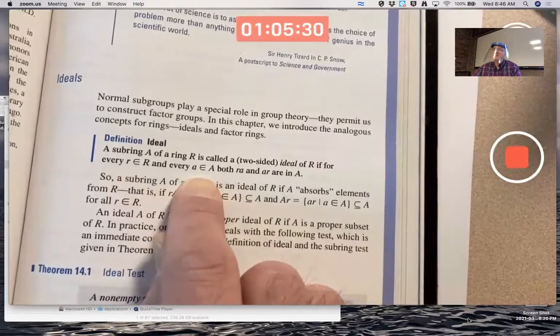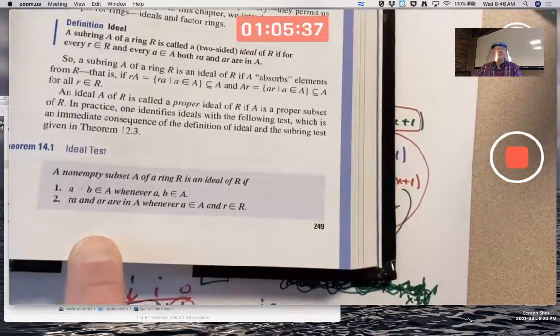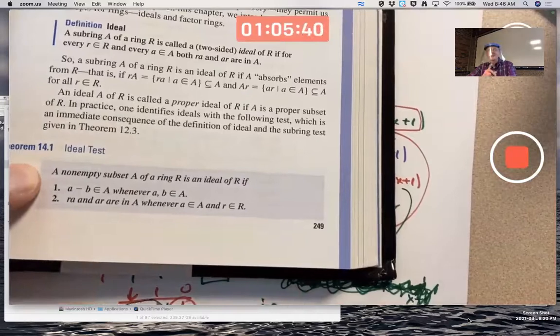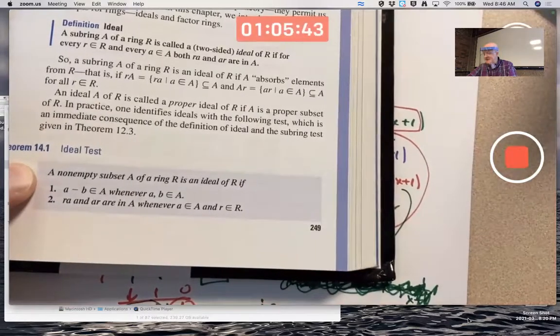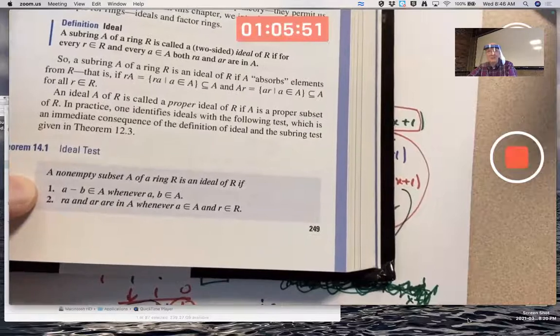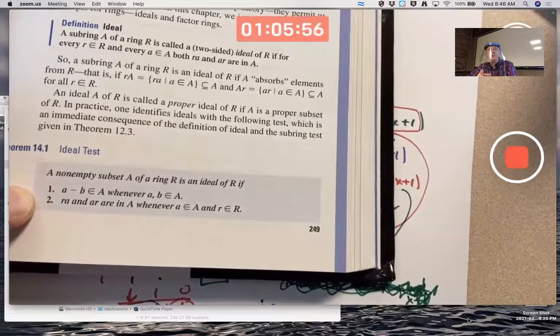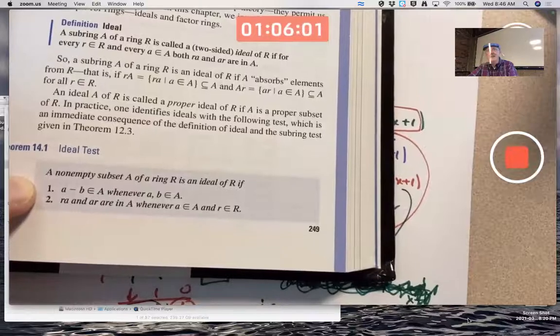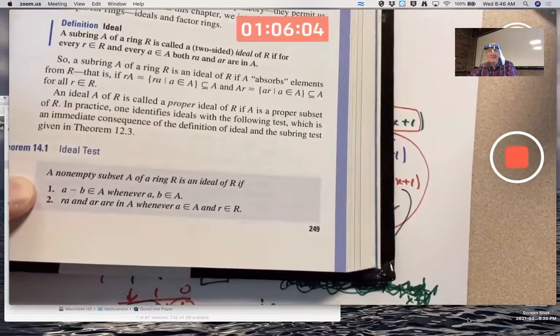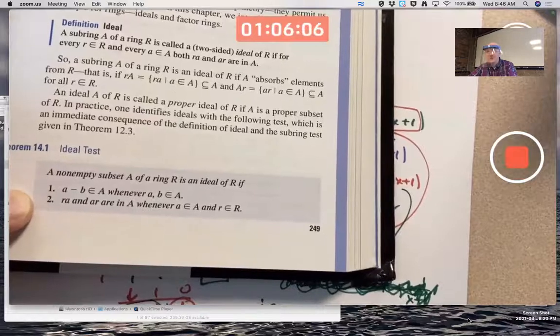Now, it's not clear why that's a good definition. Just reading it, there is an ideal test. Remember the subring test that you read about says a non-empty set, I'll call it A here, of a ring R is a subring if it's closed under subtraction, a minus b is in A whenever a and b are in A, and it was also closed under multiplication. But wait a minute, isn't that what these two things say in this ideal test? Closed under subtraction, closed under multiplication, isn't that what these say?